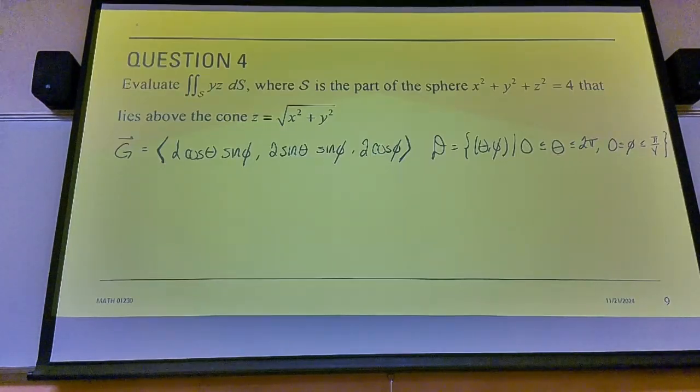So that's where they intersect, right? 0 to something because we're lying above the cone. So it's clearly going to be starting at the z-axis and then coming down to where the two surfaces intersect.